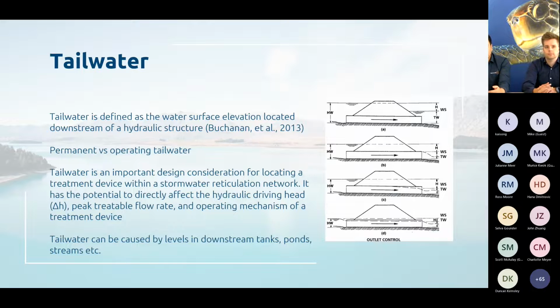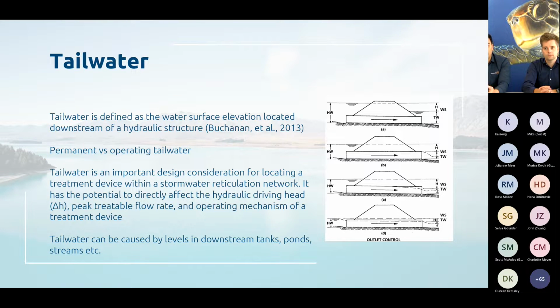So another one is the tailwater, and this is defined by the water surface elevation from downstream of the hydraulic structure. So there's two types of tailwater. One is a permanent tailwater. The other one is the operating tailwater, or more of a temporary tailwater.